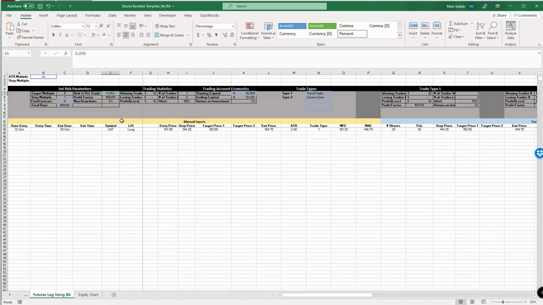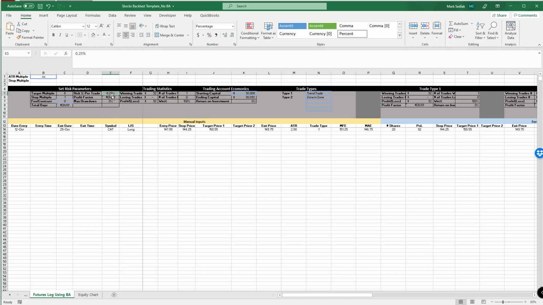So how much of that 30,000 do you want to risk in a trade? I put 0.25%. Now that seems low, right? It is low. But this is what keeps your account safe. This is very important when it comes to a risk management tool, is keeping your risk at a minimum.